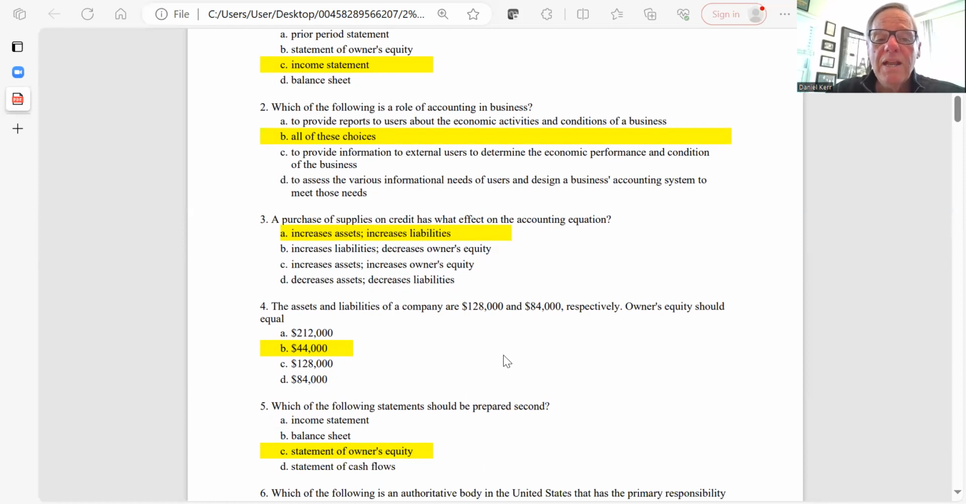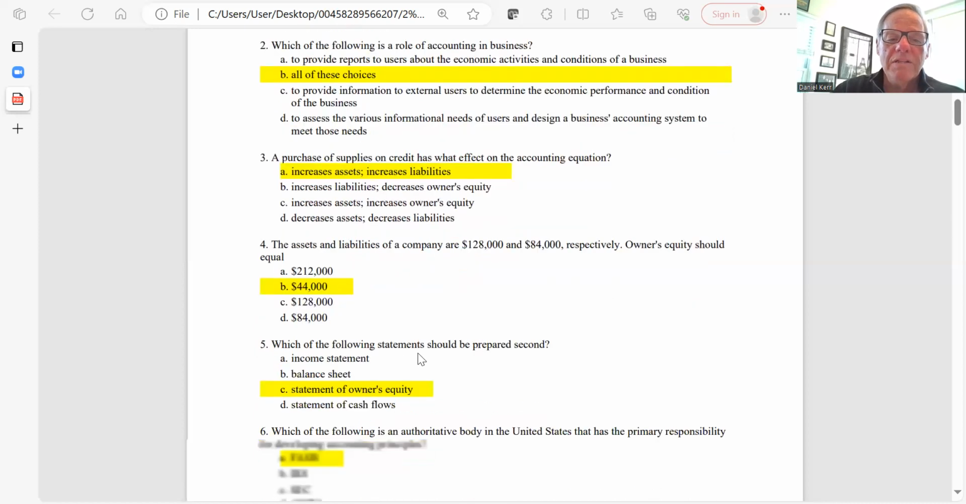The next one also has to do with the accounting equation. If the assets and liabilities of a company were 128 and 84 respectively, what was the owner's equity? Remember the accounting equation: assets equal liabilities plus owner's equity. On the left-hand side, you have assets of 128, and on the right-hand side, liabilities of 84. In order for that to balance, the difference is the owner's equity, which is 44,000. Remember, owner's equity is sometimes referred to as a residual number, meaning that if you converted all the non-cash assets to cash and then paid off your liabilities, what would be left for the owners? So the answer there is B, 44,000.